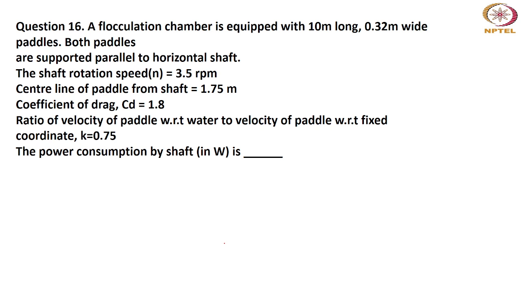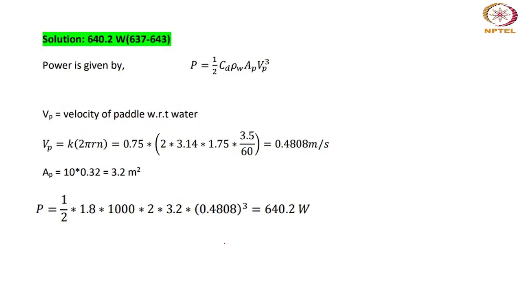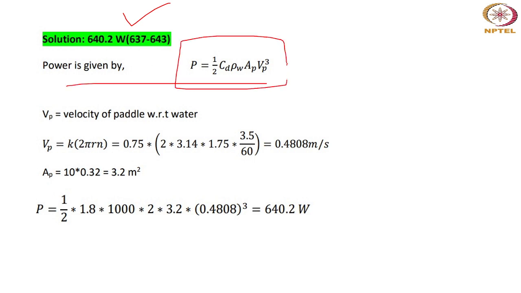Okay, so the solution will be something like that. It will be 640.2 watt. So the power, this is my formula. Please go through the notes, the lectures. You will find power as 1/2 CD, coefficient of drag, rho W multiplied by AP and Vp cube, right? So Vp is my velocity of paddle with respect to the water. So I will calculate this.